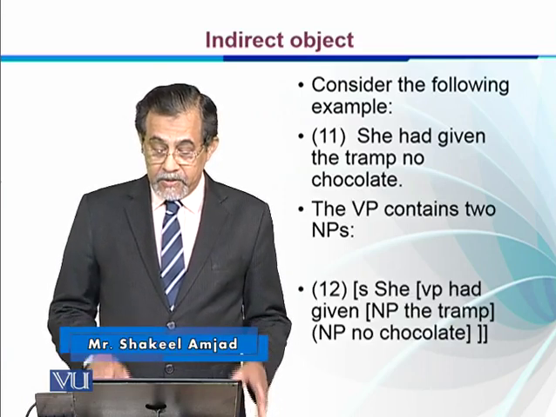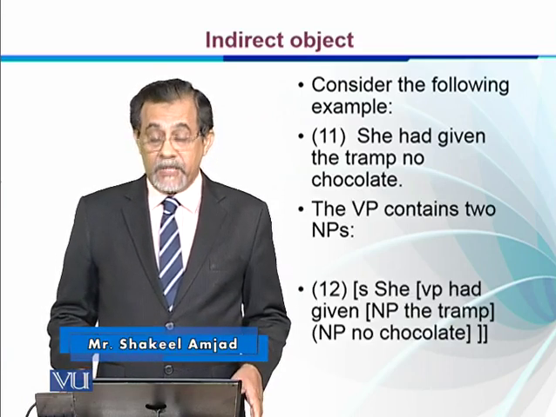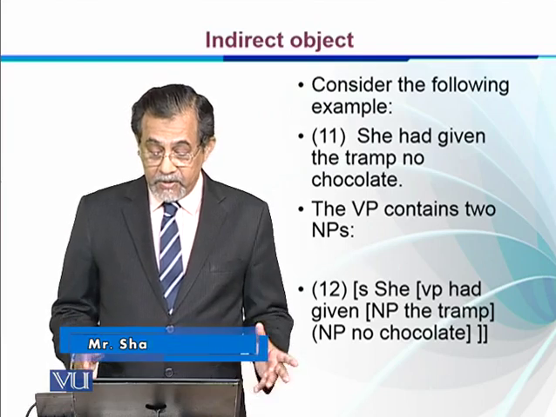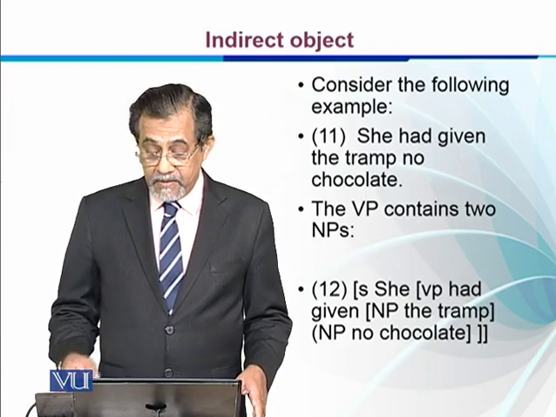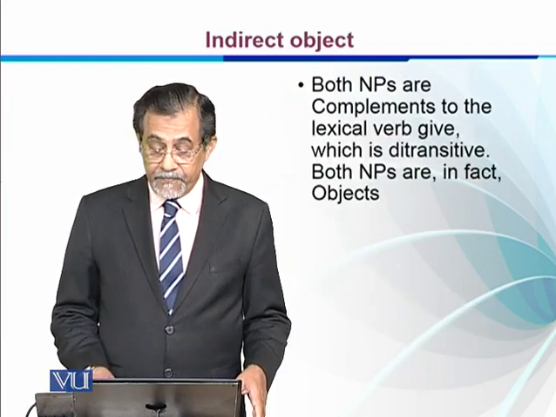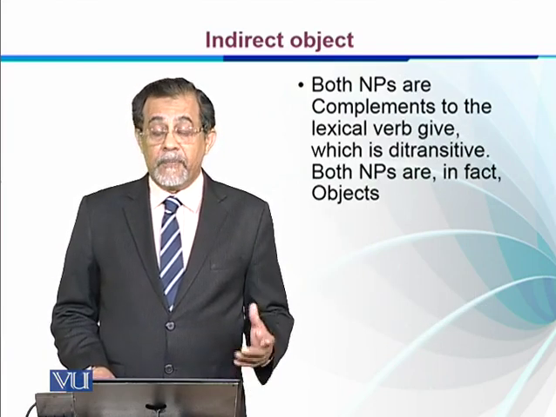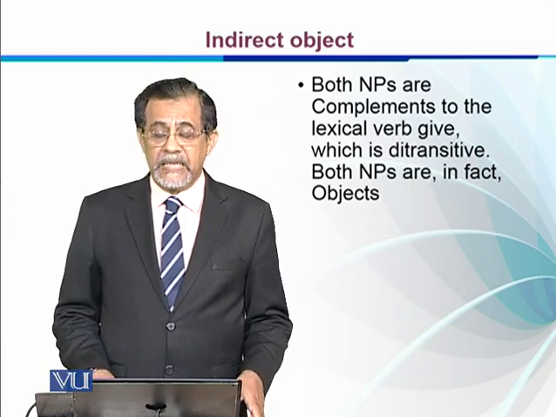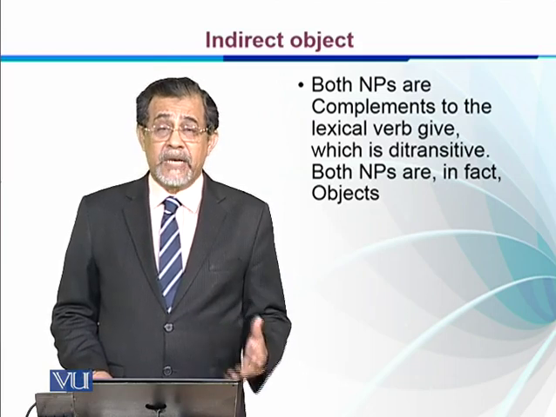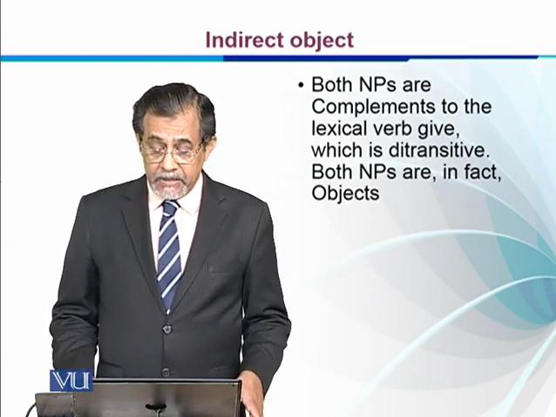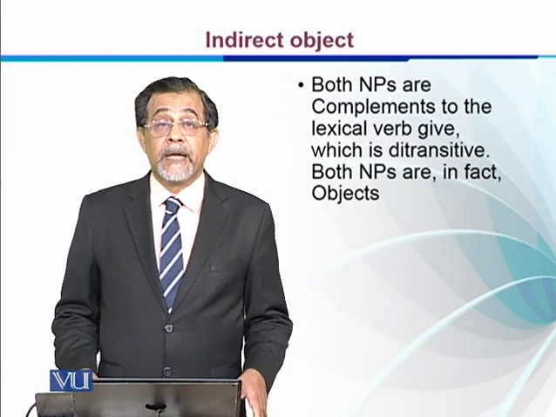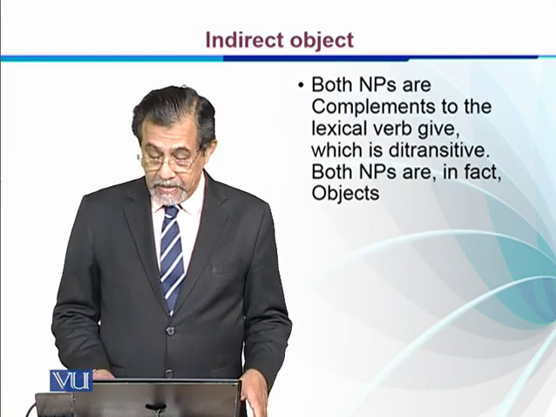Right? So we can put it into brackets in this way: "she" as a noun phrase, and then we have the verb phrase. Both noun phrases are complements to the lexical verb "give," which is ditransitive, right? Because it requires two noun phrases. Both noun phrases are in fact objects.